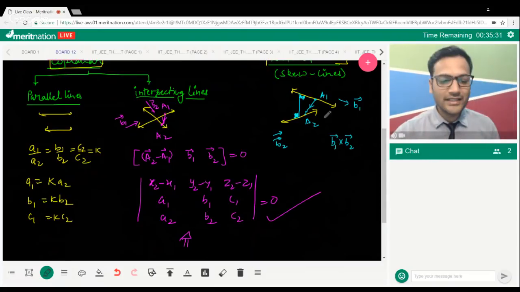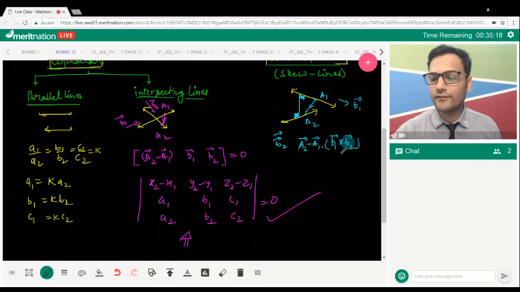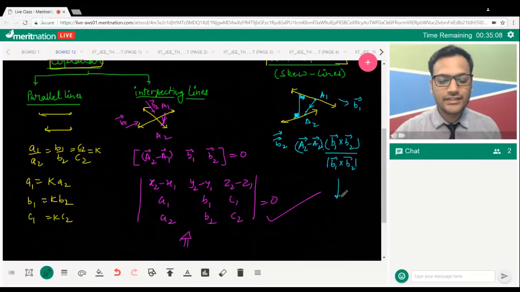So now if I project A2 minus A1 on this vector, our purpose is solved. Projection of A2 minus A1 on this is written as A2 minus A1 vector dot the unit vector of B1 cross B2. Unit vector implies we divide it by its magnitude. So this is the formula to calculate the distance between skew lines.